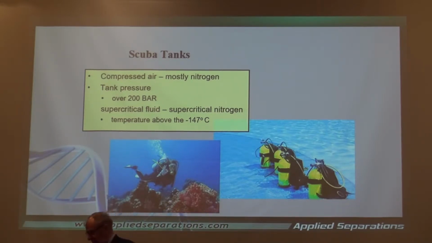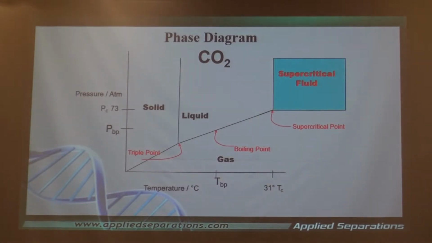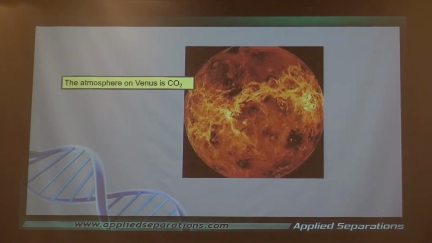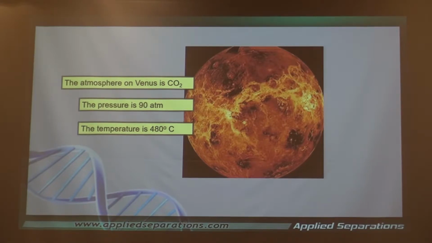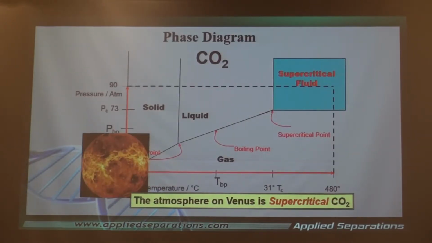Now, that is in this world, but then most of the time we use carbon dioxide. In this world, we're looking at not carbon dioxide so much, but if we move outside of the world and we go to Venus, we know that the atmosphere there is composed of carbon dioxide. However, if we look at what the pressure of the atmosphere is, it's about 90 bar, 90 atmospheres, and it's 480 degrees, the epitome of the greenhouse effect. Now, if we plot that out, we see that that is supercritical. So the atmosphere on Venus is really supercritical carbon dioxide.